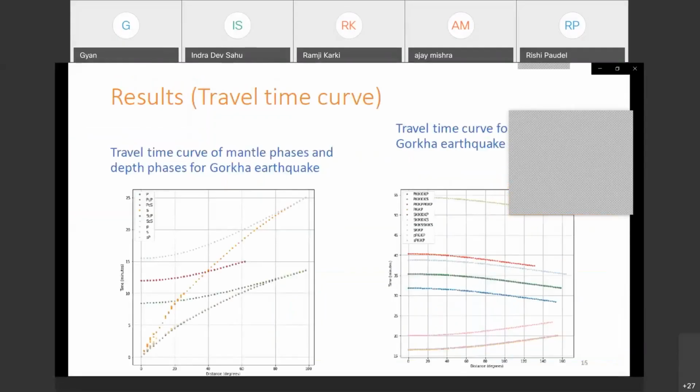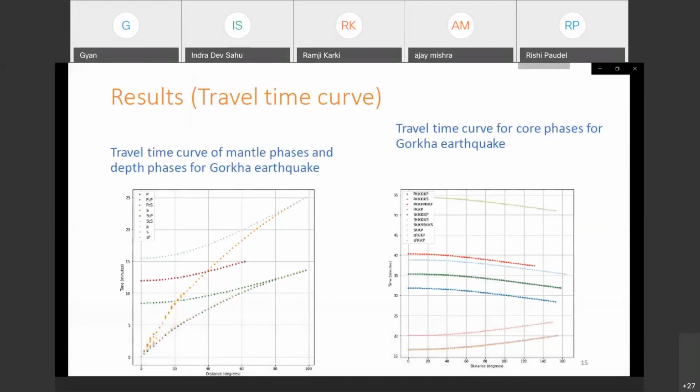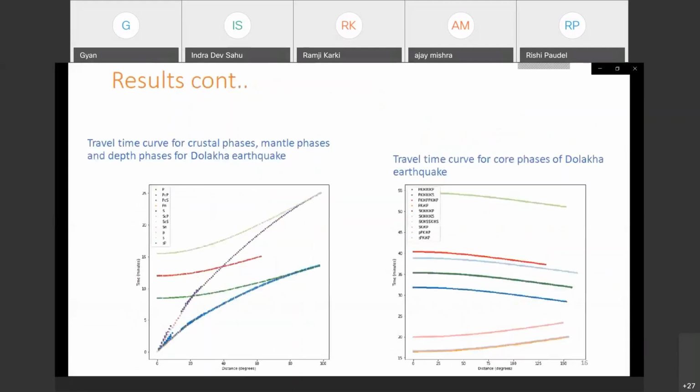First, these are the travel time curves for mantle phases and depth phases for both earthquakes. Similarly, core phases. The travel time curve is the curve between the time and the distance between the epicenter and the station. Similarly, we have represented the travel time curve for the Dholka earthquake, showing crustal phases, mantle phases, depth phases, as well as core phases.